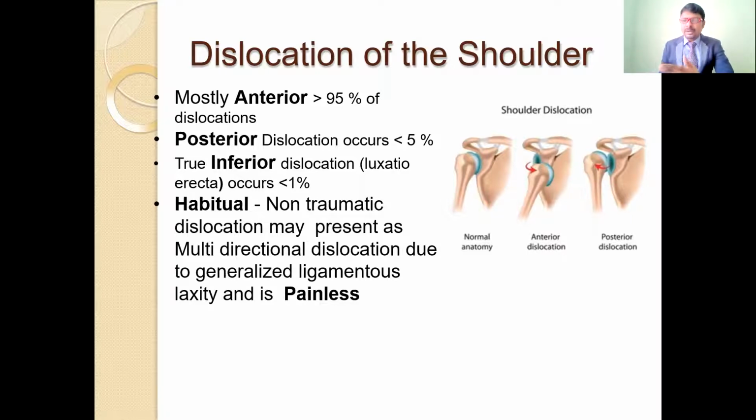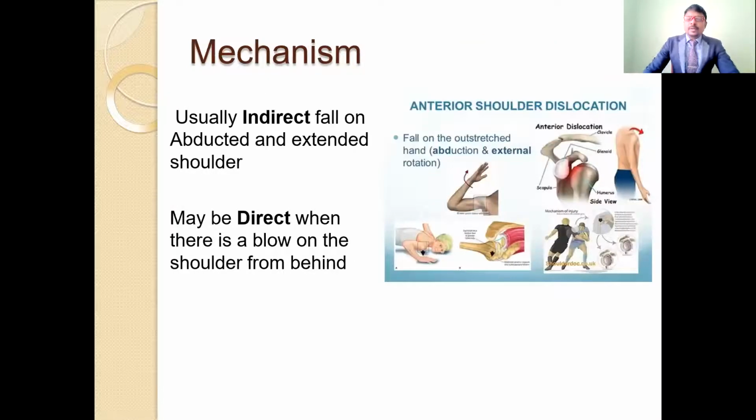So there is a chance to get erosions or damage in the bones. We will discuss what those damages are, the Hill-Sachs lesions and Bankart lesions, in the later slides. So what will the mechanism be for anterior dislocations?